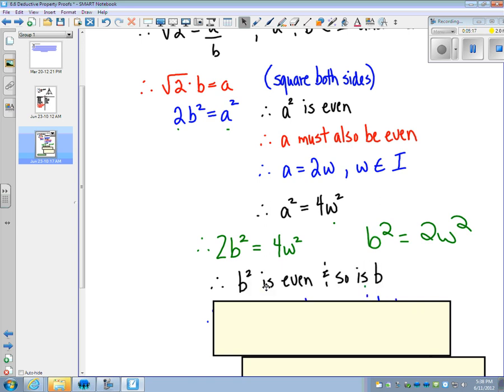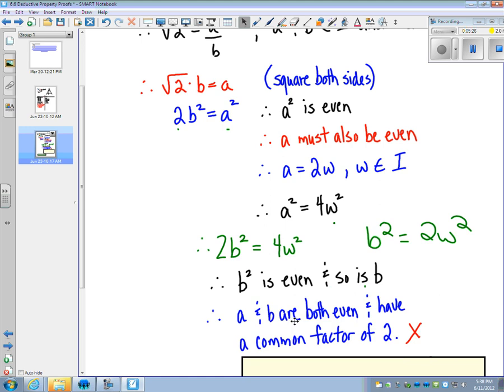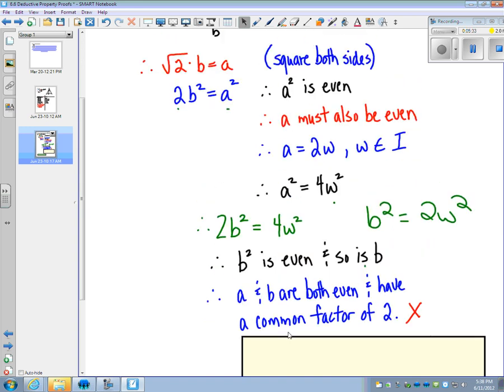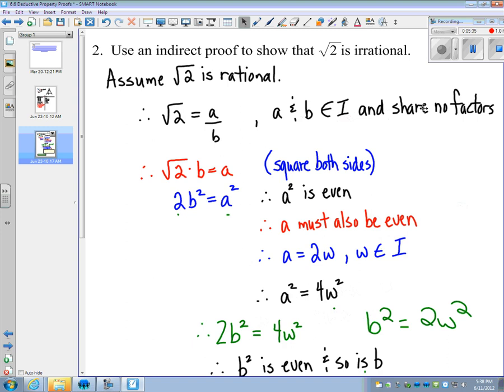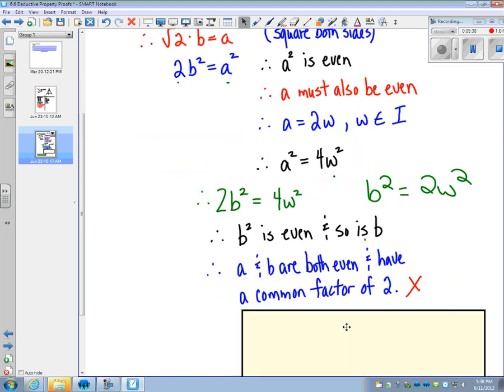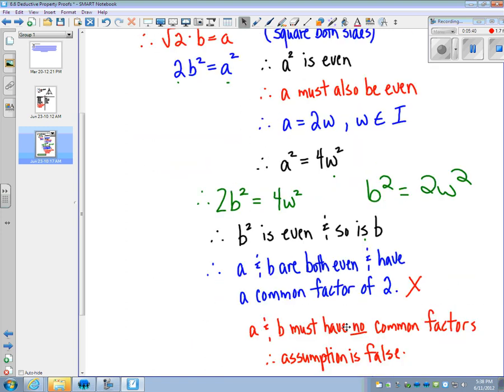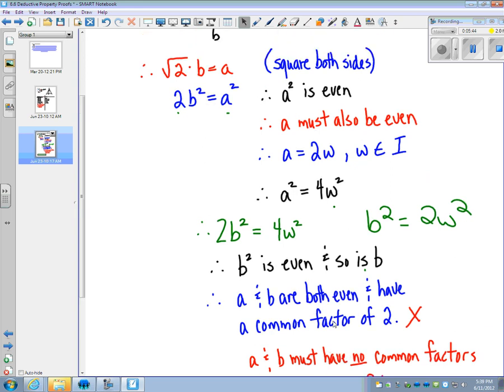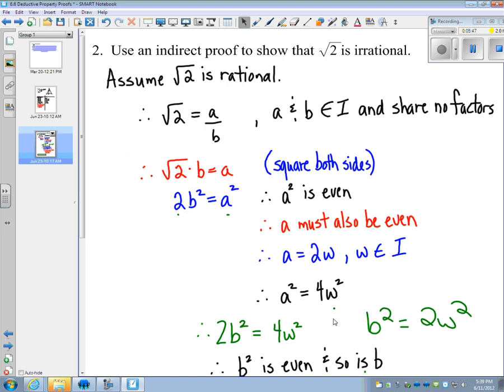So b squared must be even because I can write it as 2 times w squared, and so b must also be even. So a and b are both even and have a common factor of 2. Oh, wait a second. I said they couldn't have a common factor. So that means that my assumption must be false. Therefore, root 2 is not rational.